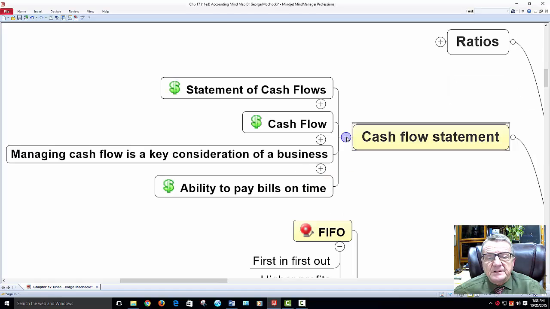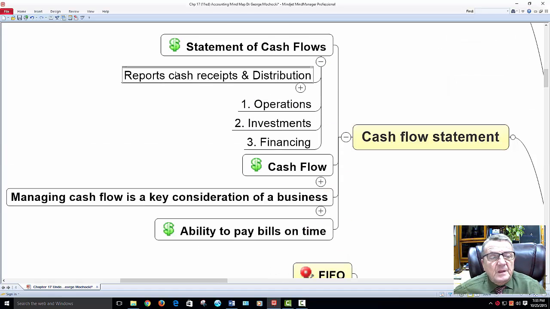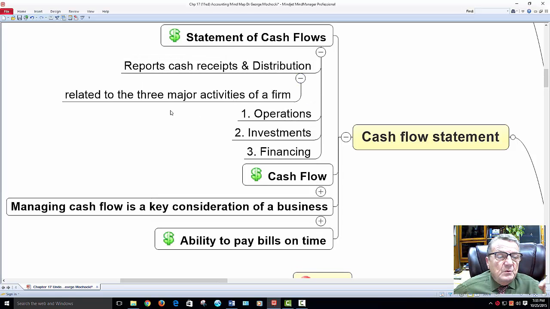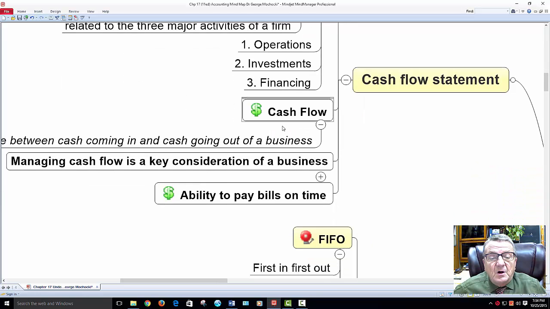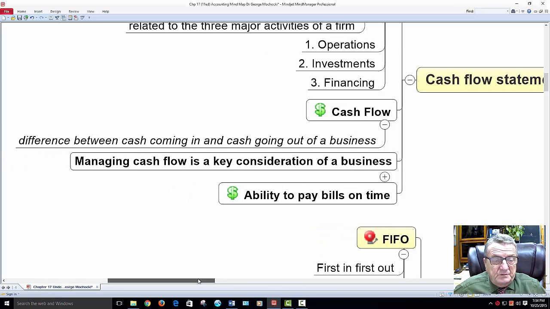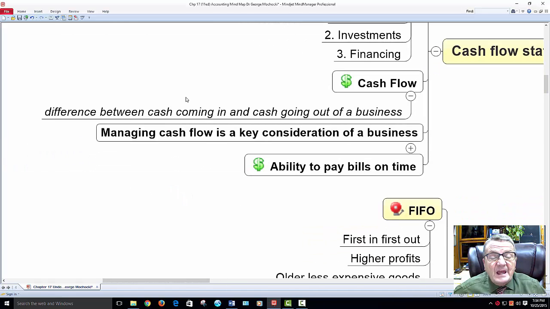Okay, now cash flow statements. Let's look at the cash flow. The statement of cash flows reports cash receipts and distributions related to three major activities: operations, investments, and financing. So if I look at cash flows, I've got to pay, I've got to bring it in: investments, my operating, running a business, and financing, how to get goods or services, or fix things, or buy new equipment, or venture into a new area. I've got to finance a new project. Okay, so cash flows. Let me just move this over a little. The difference between cash coming in and cash going out, the flow.